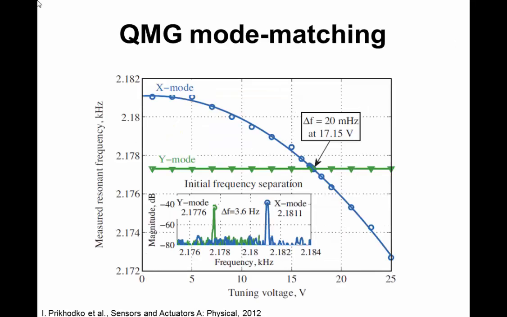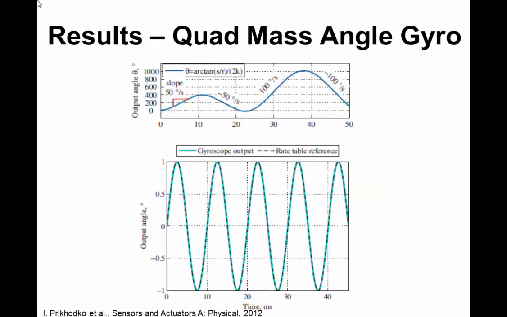So again, you can mode match these two modes using electrostatic spring tuning effects. So this is a case where you've got near mode matched configuration for that quad mass gyro, and then operated in that whole angle mode of operation, where you have a direct measurement of angle. And the contrast with respect to measurements within the same device of rotation rate when then integrated within the electronics is quite considerable in terms of the deviations in the estimation of angle as a function of time.